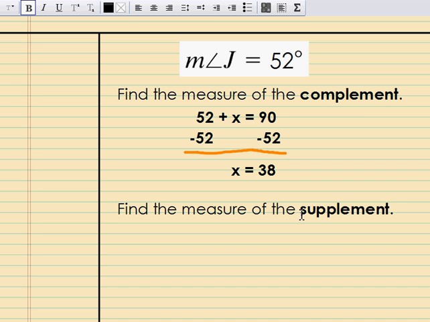Find the measure of the supplement. Now supplementary angles add up to 180 degrees. So we have an unknown angle plus this 52 is equal to 180.